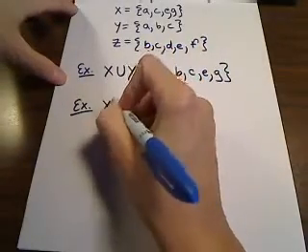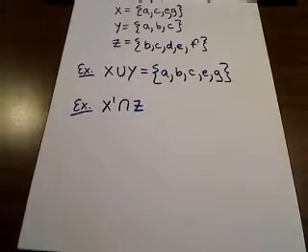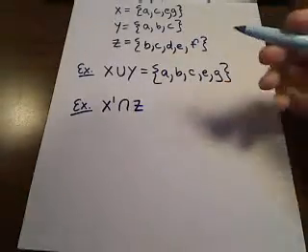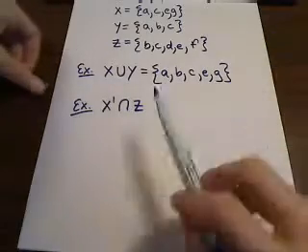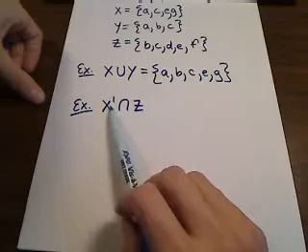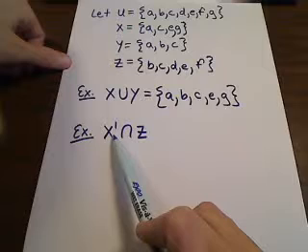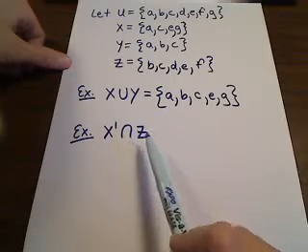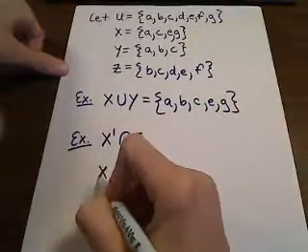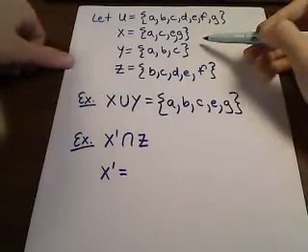Let's try this. X naught intersect Z. So, as we get more difficult in these problems, we're going to have to do multiple pieces. So as you can see in this problem, we want to try and intersect X naught and Z, but we don't know what X naught is yet. So what we need to do is first calculate X naught, and then we can take that set and intersect it with the set Z. Okay, so remember what X naught is. X naught is going to be everything that's in the universal set that's not in X.